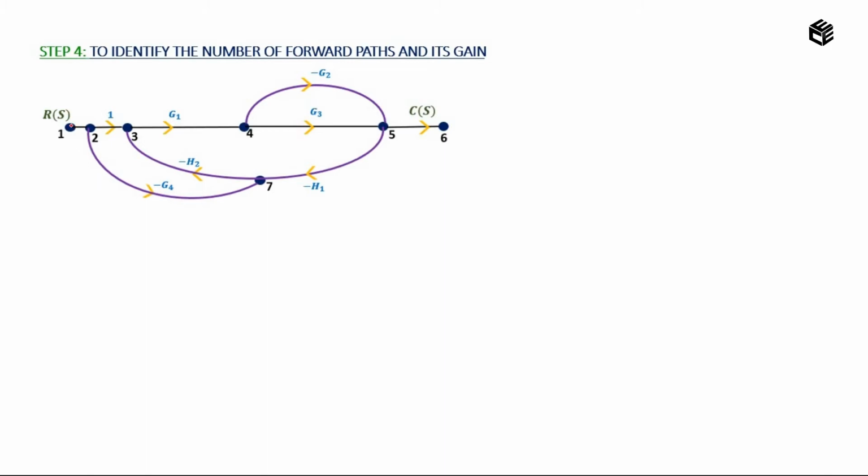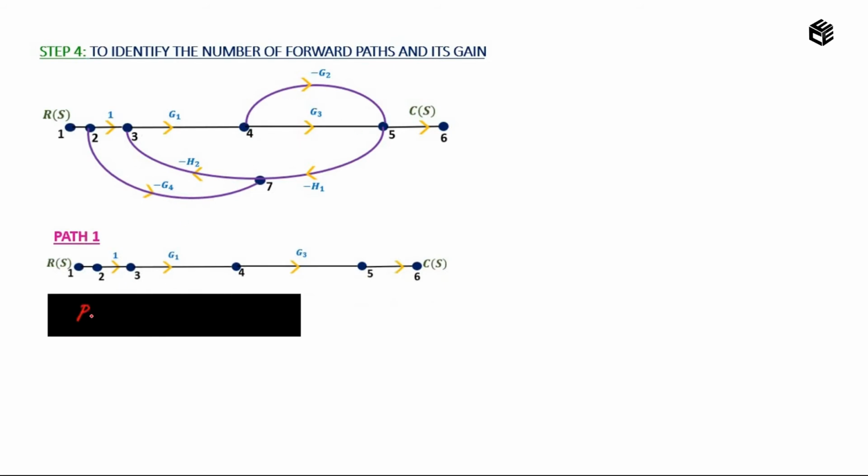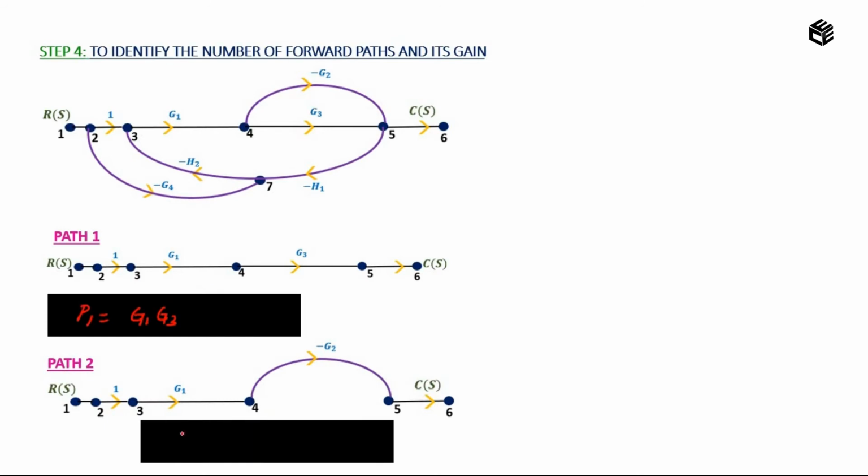The forward path is from 1 to 2, 2 to 3, 3 to 4, 4 to 5 and 5 to 6. So that is my first path. I am going to write the gain of the first path, that is P1 is equal to G1, G3. The next path is from 1 to 2, 2 to 3, 3 to 4, 4 to 5 and 5 to 6. I am considering that as my path 2 and the gain is P2 is equal to, here it is minus, so minus G1, G2.